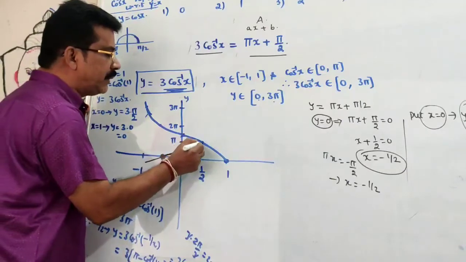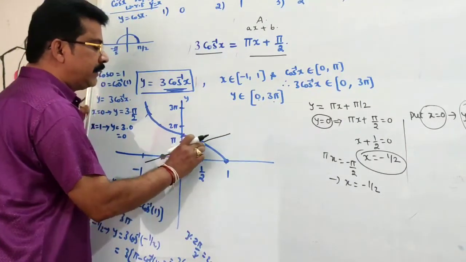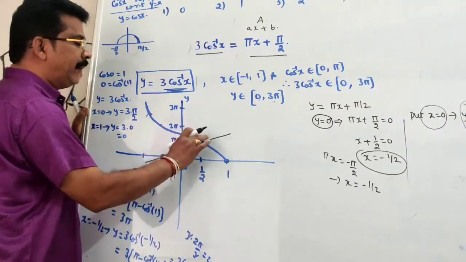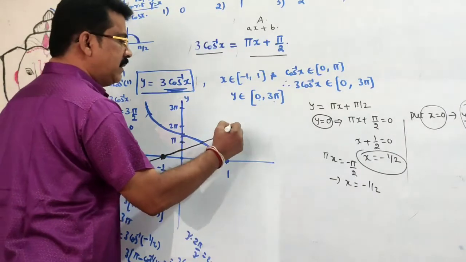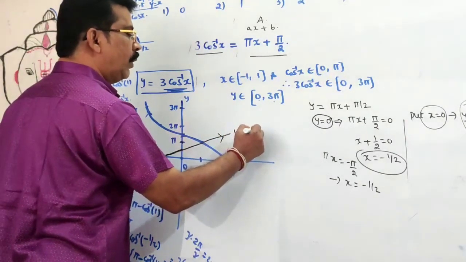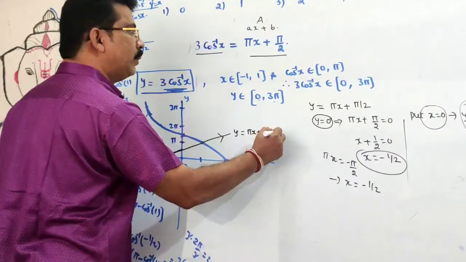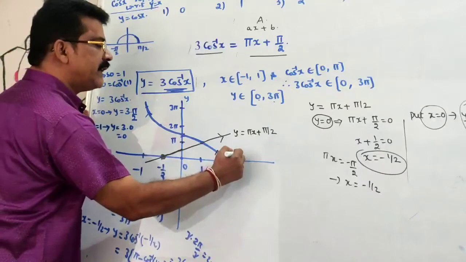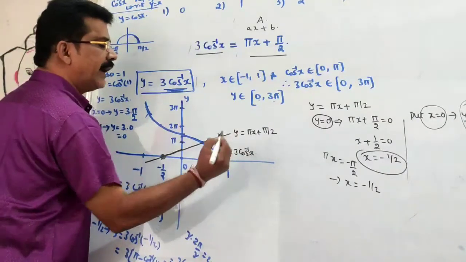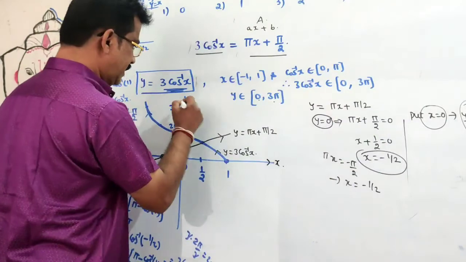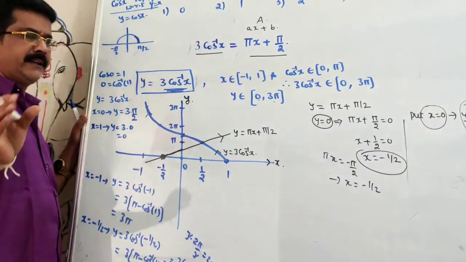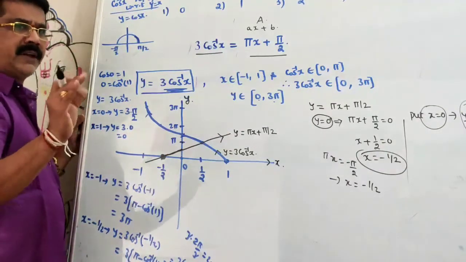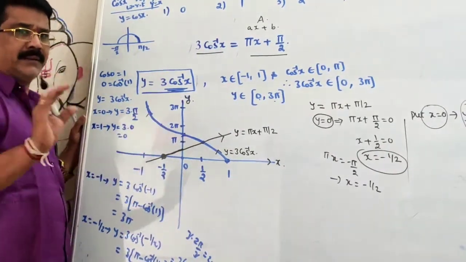So the left-hand part may not be at pi by 2, it is out of question. Let it be. So this is the line y equals pi x plus pi by 2, a straight line. The other is y equals 3 into cos inverse x. This is the x-axis, this one is the y-axis. Anyhow, for LHS and RHS, take some random values, plot the points and obtain the graph.